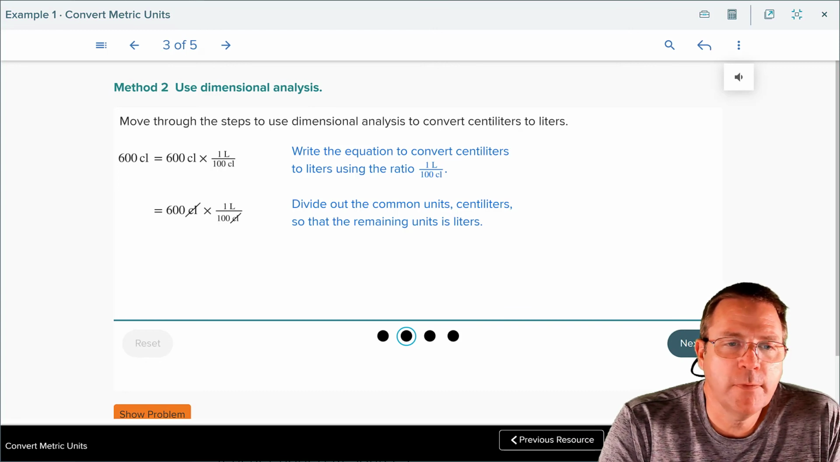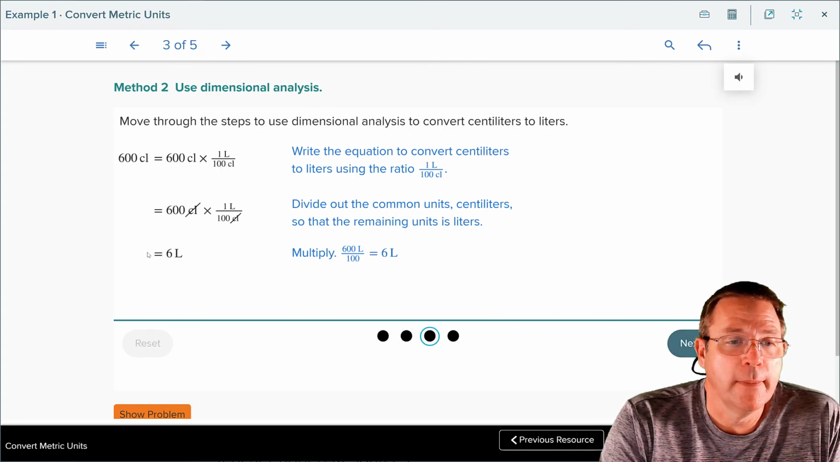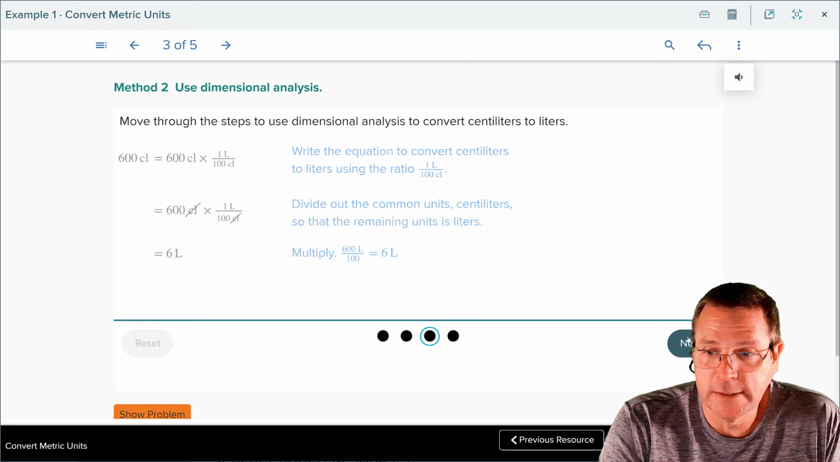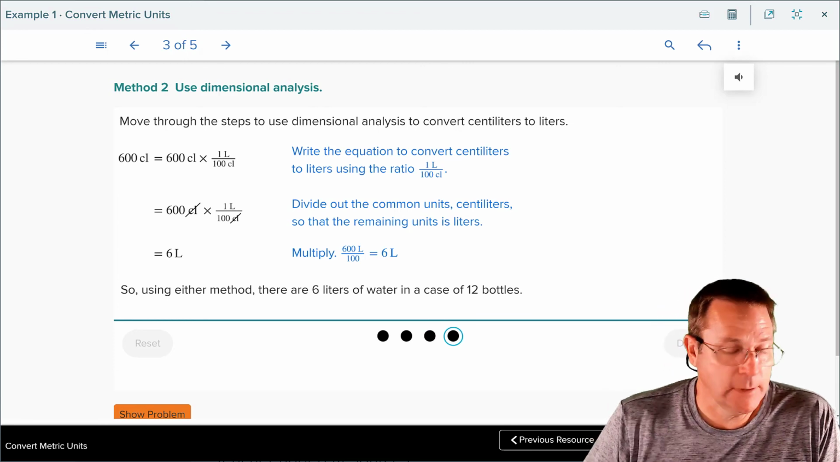They did the same thing. They did theirs, it just wasn't as pretty as mine, and they ended up getting the same answer you can see right here of the 6 liters. Either way you go, you get the same answer.